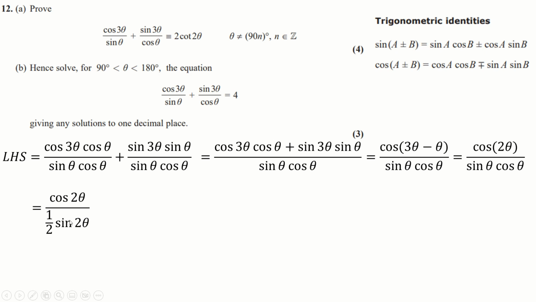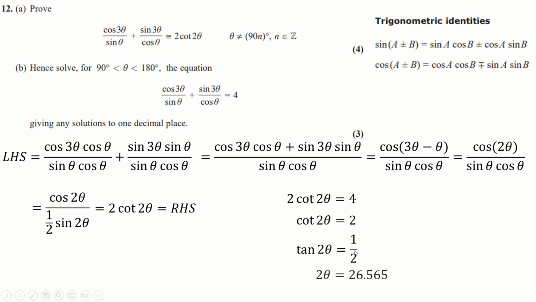And then cos over sine is cot, keep the 2 theta the same, and 1 divided by half is 2, which is the right-hand side. Then, of course, we just replace all of this with 2 cot 2 theta, divide both sides by 2. This is 1 over tan 2 theta, so just flip this over to be a 1/2 to get a tan here. Do tan inverse, you get this.